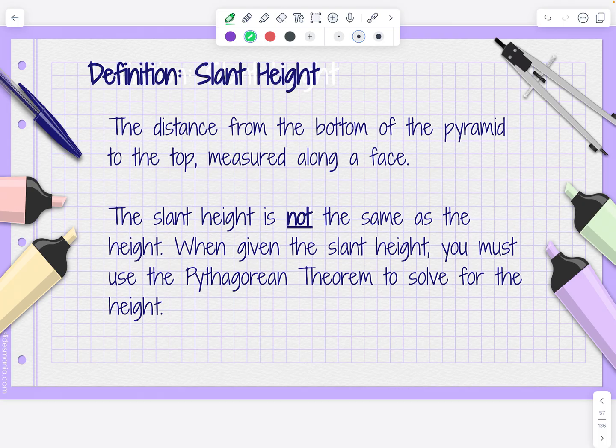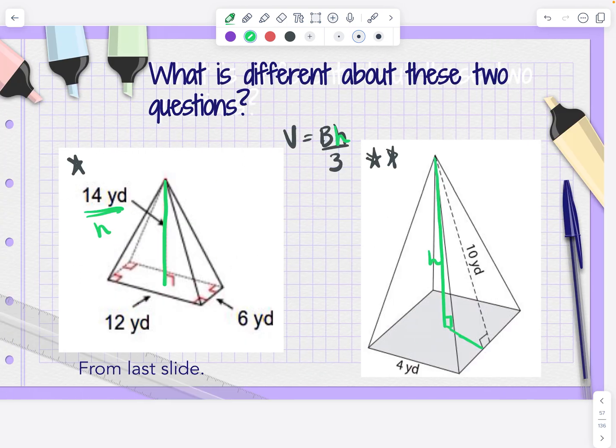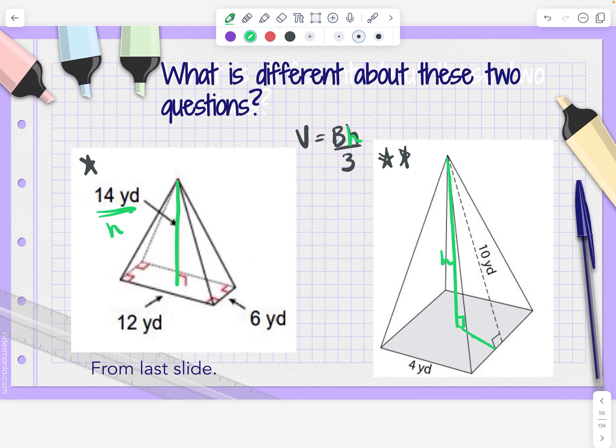So a slant height is the distance from the top of the pyramid along the edge of the pyramid. But what I want is the height. The height would be from the tip of the pyramid straight down, perpendicular to the bottom. It's kind of like if you think of it as a mountain, right? The height of a mountain is not measuring up the length of the side of the mountain, right? That's not the height of a mountain.